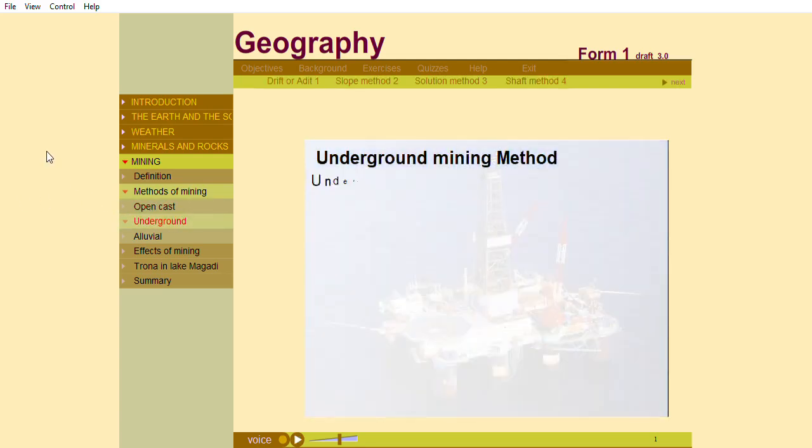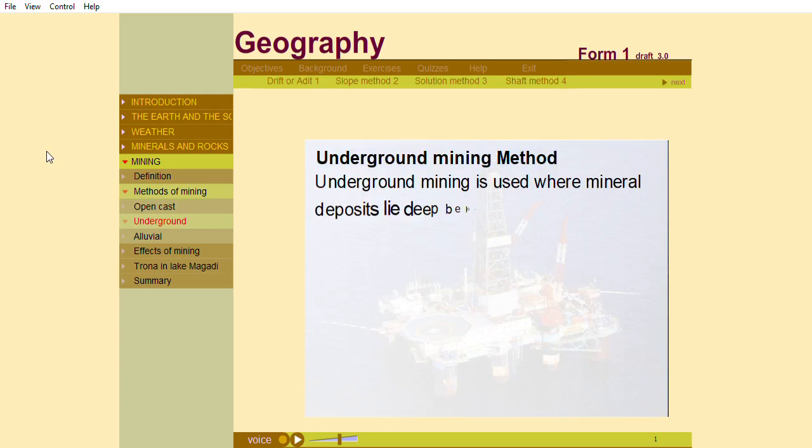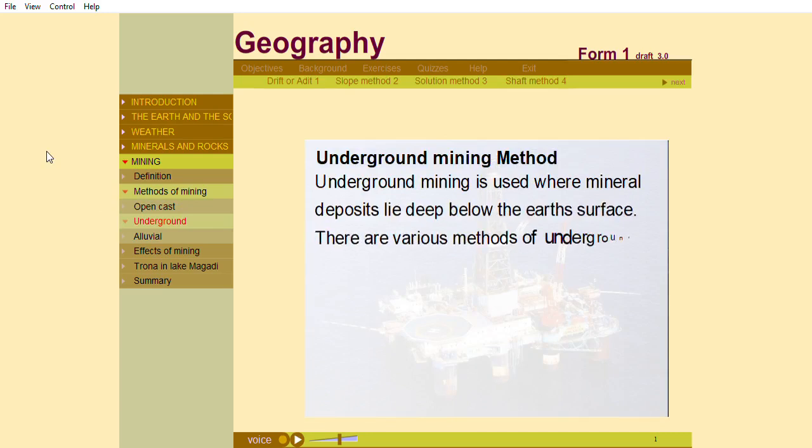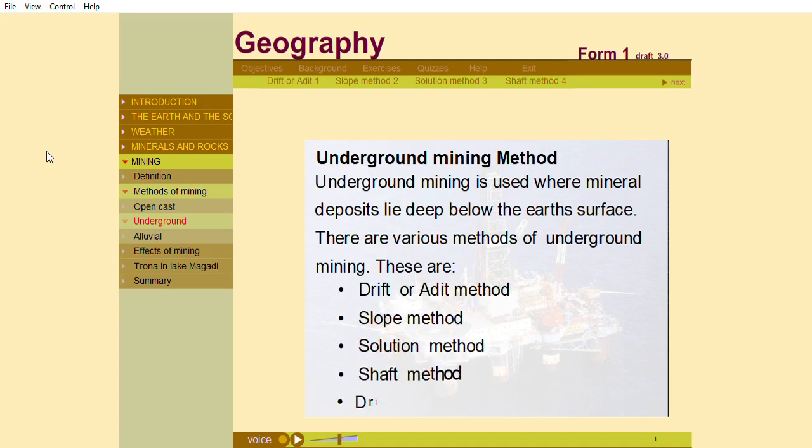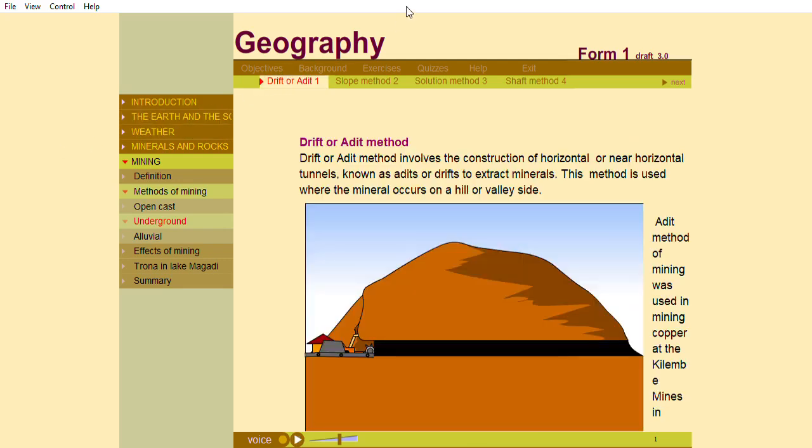There are various methods of underground mining. These are: 1. Drift or adit method. 2. Slope method. 3. Solution method. 4. Shaft method. 5. Drilling method. Drift or adit method involves the construction of horizontal or near horizontal tunnels known as adits or drift to extract minerals. This method is used where the mineral occurs on a hill or valley side.